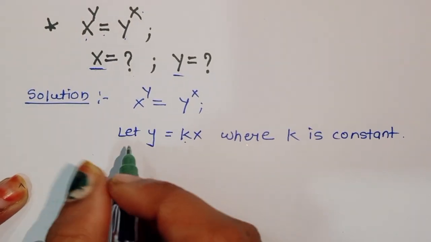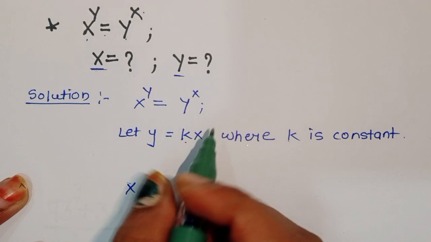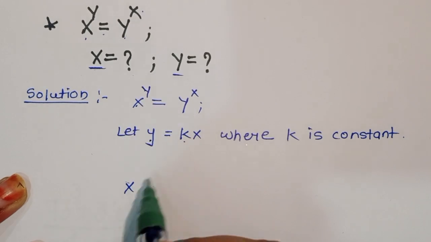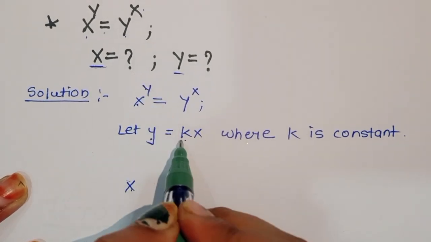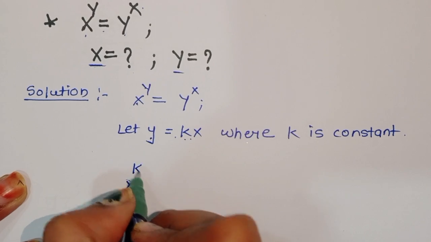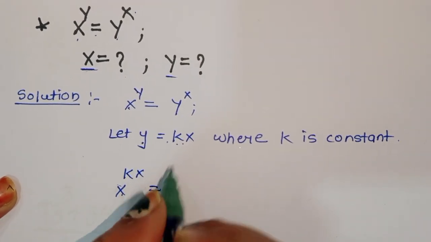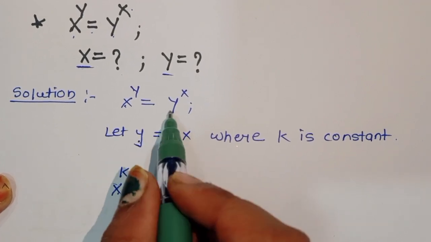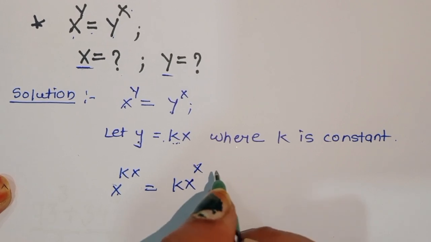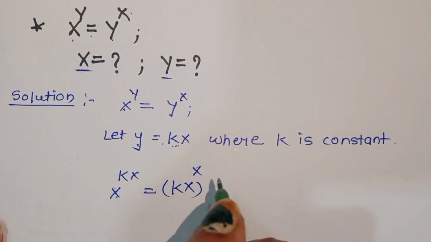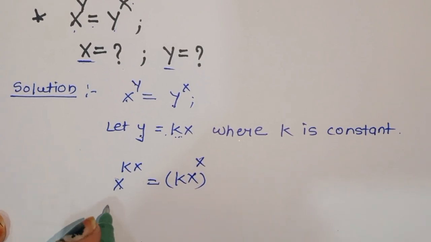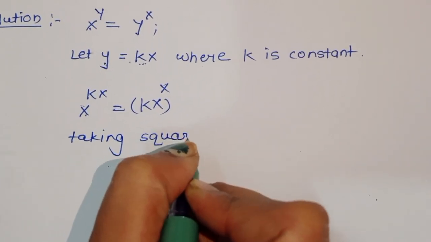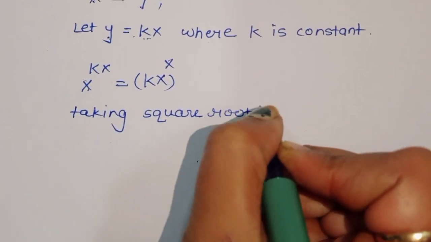Now x power y, so we write x power y is equal to x power kx, since y is equal to kx. So we have kx raised to x. Clear? Now we are taking the square root on both sides.